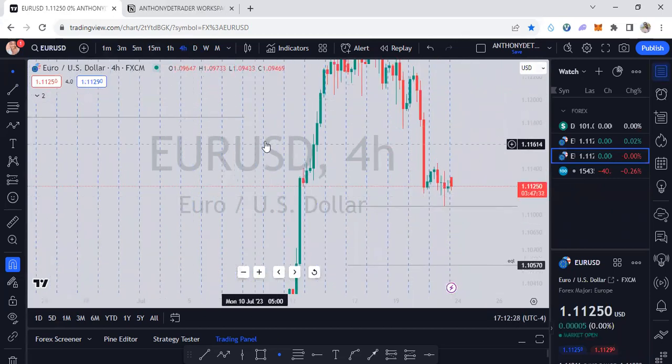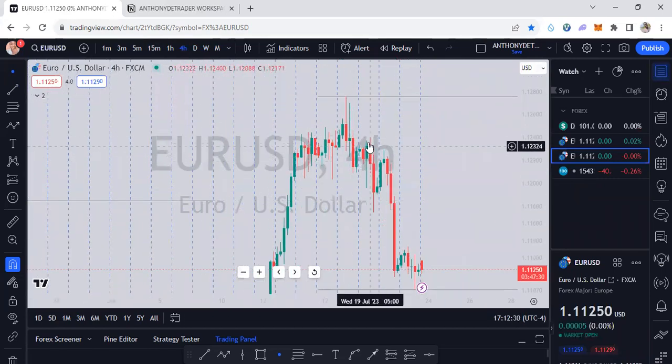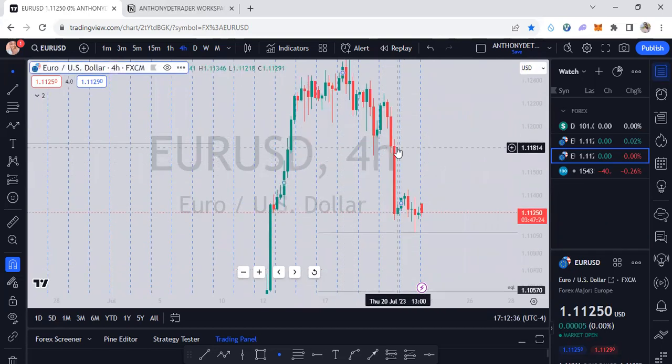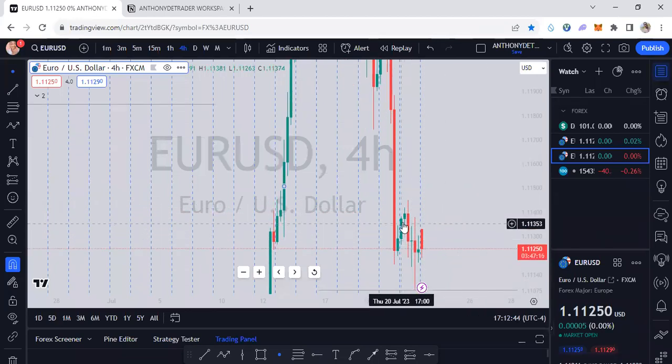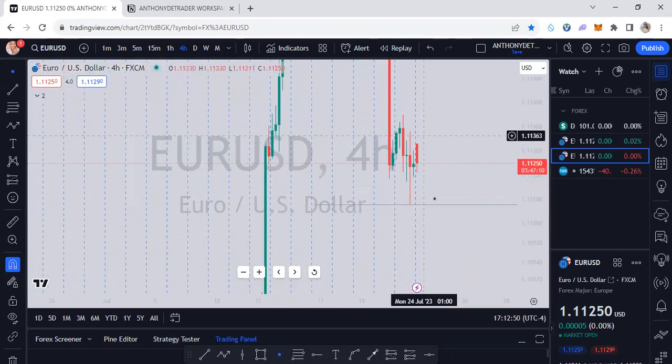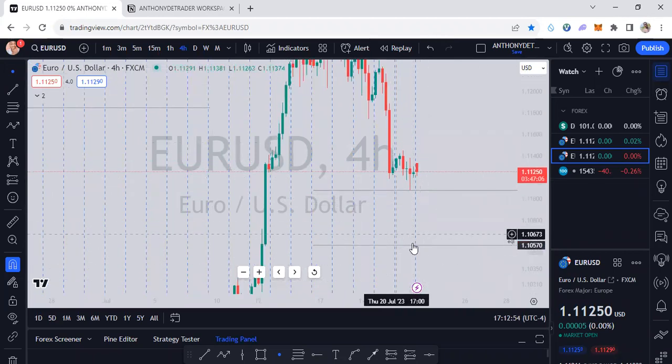After price took out this buy side liquidity, price respected this 4-hour order block here, came back, respected this 4-hour order block. Then on Friday, price traded into this weekly, this 4-hour FVG, then continued going down. So I'm expecting this place to be respected, this 4-hour order block here to be respected, this high to be respected, and possibly price trading into this equilibrium here.